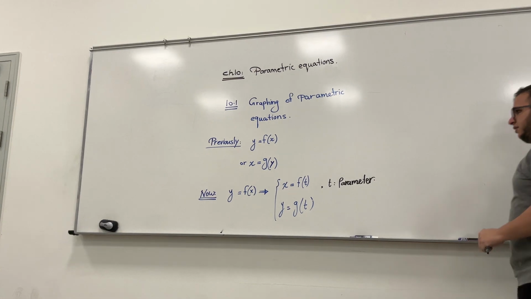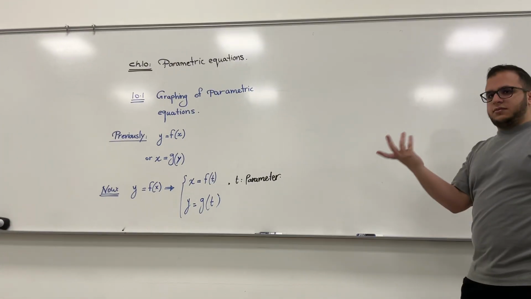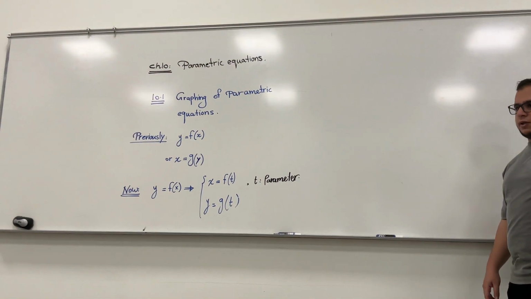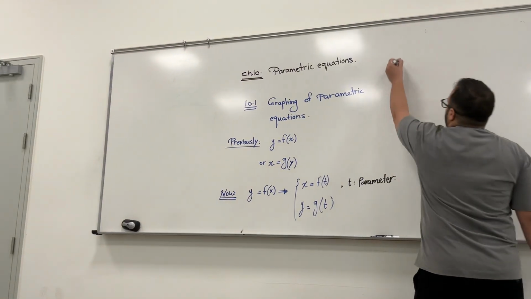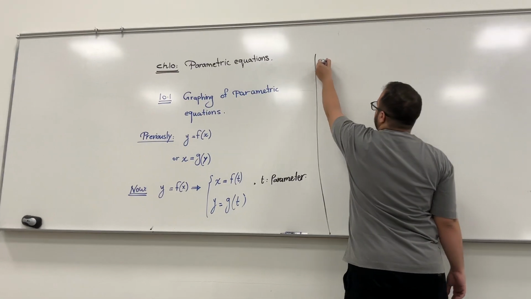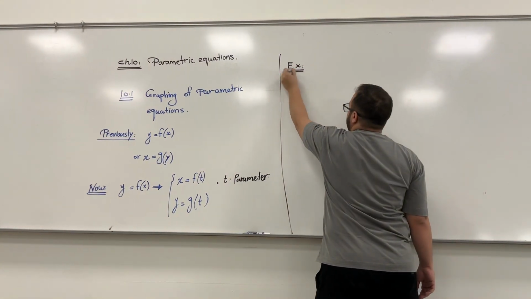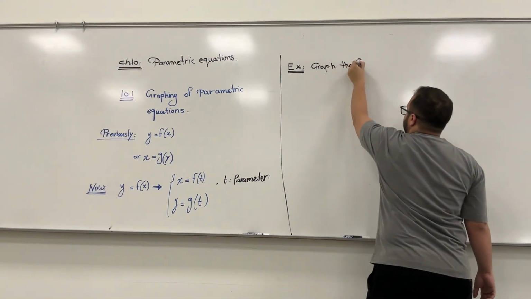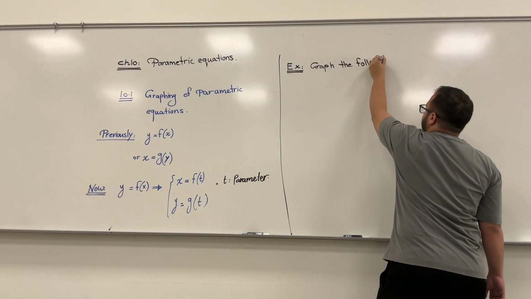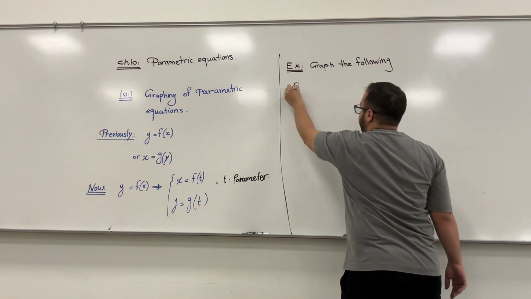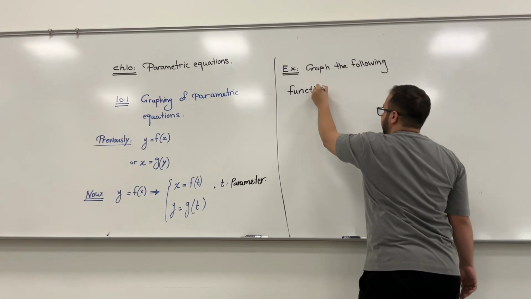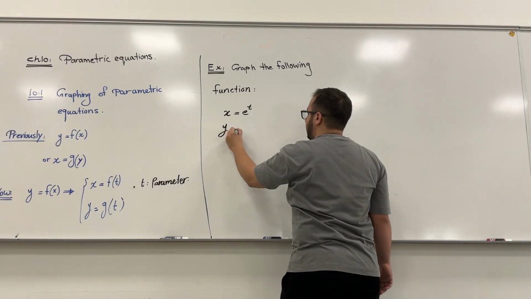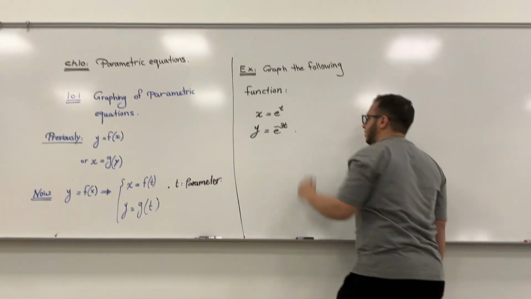Now when you graph, you don't graph on the t-x axis, no. You just graph on the xy axis normally, okay? So let me give you an example. Graph the following function. x equal e to the t, y equal e to the minus 3t.